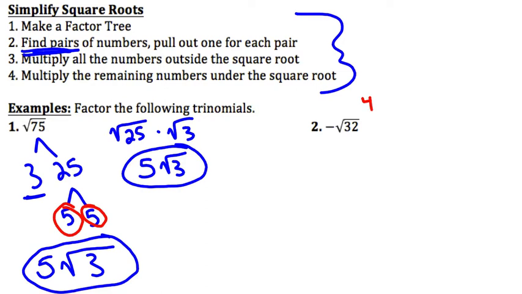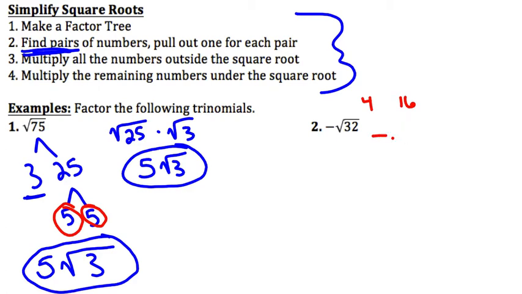3 squared is 9. Well, I can't divide 9 out of 32. 4 squared is 16. Well, I can take a 16 out of there, so 16 is also an option. And those are the only 2 options that we have. Okay, 5 squared is 25, 6 squared is 36, so those are already too big. So I want to look for the biggest perfect square, so 16 will work.